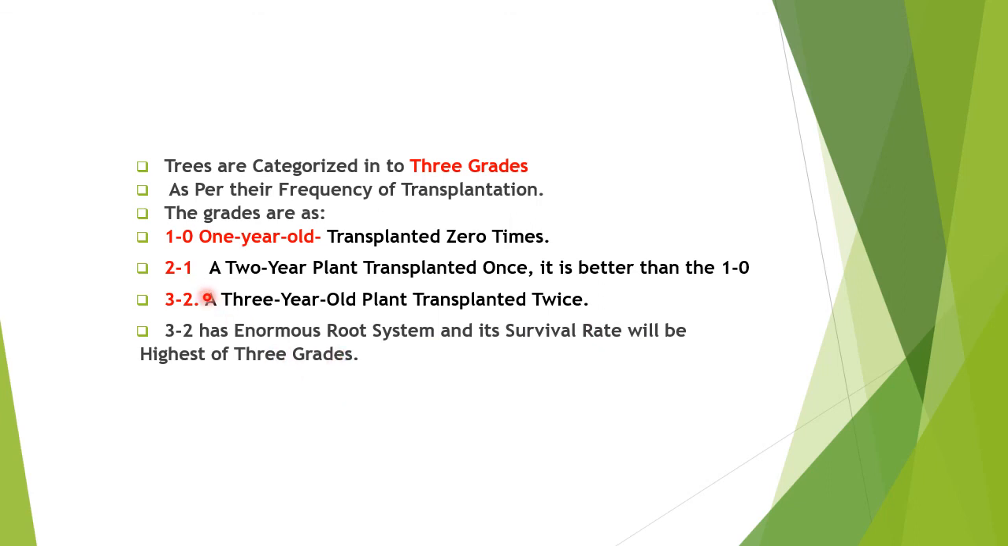This is how you do the heeling in, and you are making the plants robust with an enormous root system. That's why you see it written as 1-0, 2-1, 3-2. It depicts how many times the plant has been transplanted and what its age is, how many years it has been in the nursery. So this was about the heeling in.